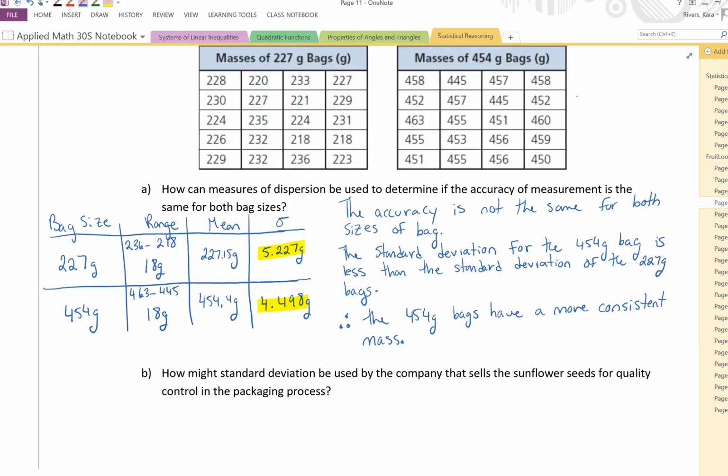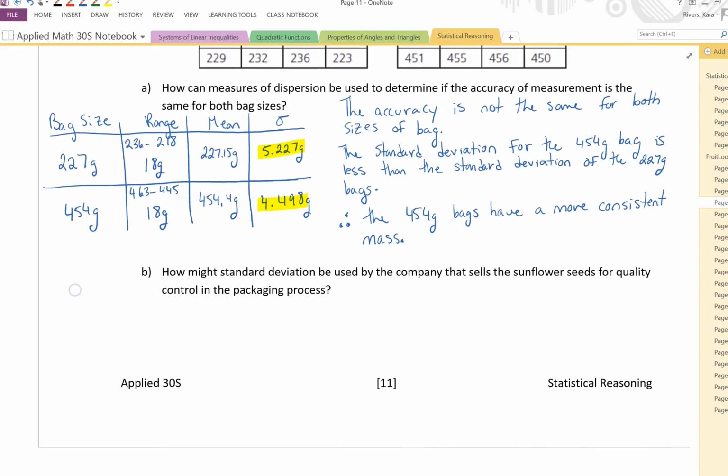Let's take a look at B. How might the standard deviation be used by the company that sells the sunflower seeds for quality control in the packaging process? Well, you might want to use the standard deviation to make more accurate results and have less dispersion, which means that you want to have the values as close to what says on the bag as possible.